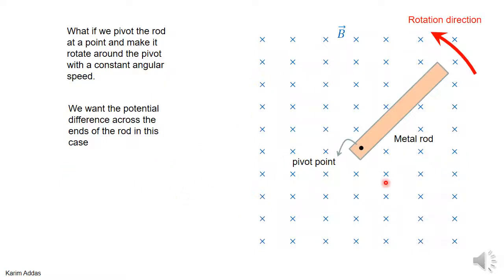What if you take this rod and pivot it around a point, so it's fixed here and can rotate around in a circle? We want to get the same thing: the potential difference between the ends of the rod. In this case, we're taking the rod to be rotating with a constant angular speed, so the angle per unit time is constant.